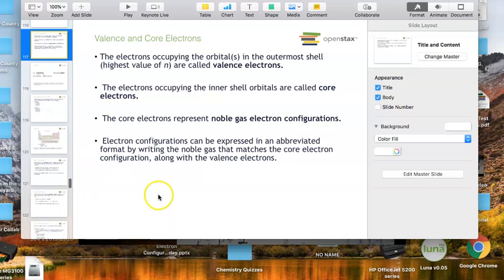So the electrons occupying the orbitals in the outermost shell are called valence electrons. Okay, valence electrons have the highest value for n, the quantum number. The electrons occupying the inner shell orbitals are called core electrons. So the core electrons represent noble gas electron configurations. Electron configurations can be expressed in an abbreviated format by writing the noble gas that matches the core electron configuration along with the valence electrons.